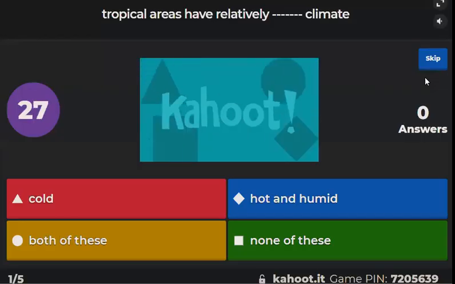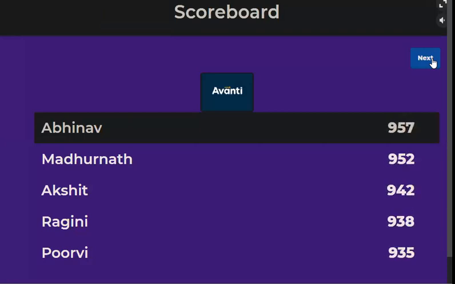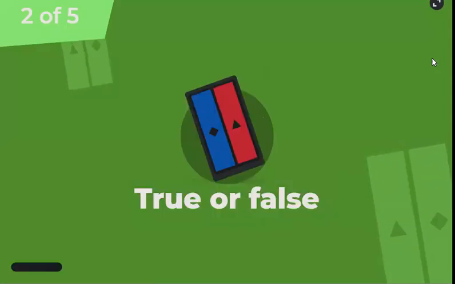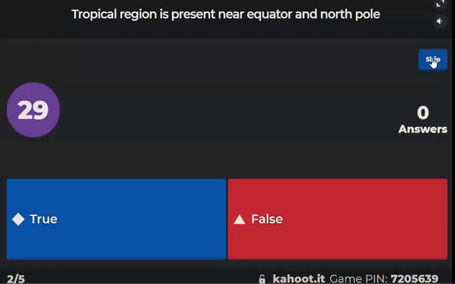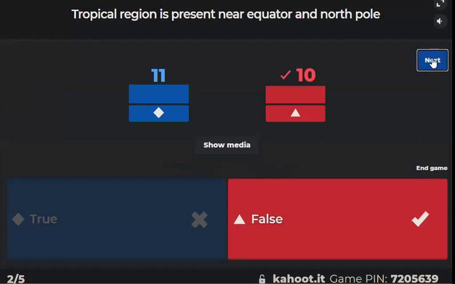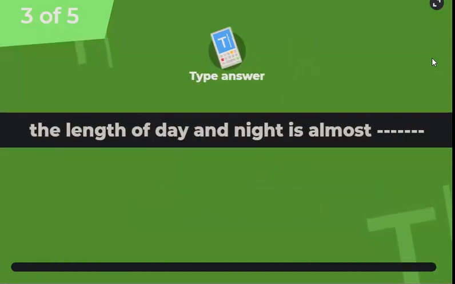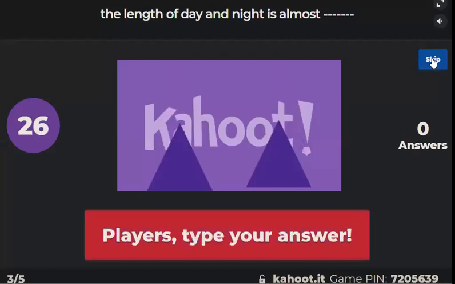Tropical areas have dash climate. Tell me. Easy. Yes, very good. Hot and humid. Very good, everyone. This is a double point, okay? Tropical region is present near the equator and north pole. False, right? It is present near the equator only. The length of day and night is almost... One random question, okay? It might have different answers. Just give your answer, no issues.